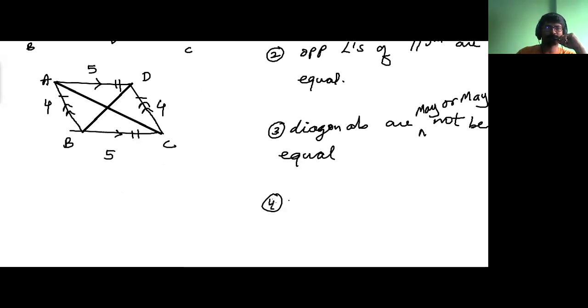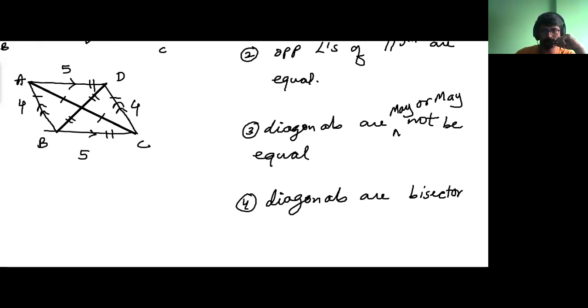Then the fourth property: diagonals are bisectors of each other. What do you mean by diagonals are bisectors of each other? Let me teach you. Suppose AO is equal to CO and BO is equal to DO. You can write it down like this: AO is equal to CO and BO is equal to DO. That is called diagonals are bisectors of each other. Are you getting it?